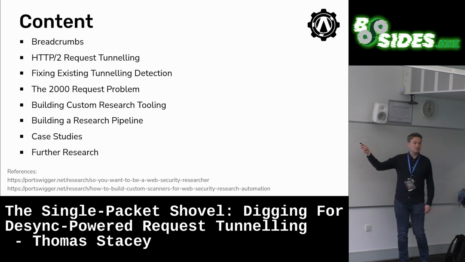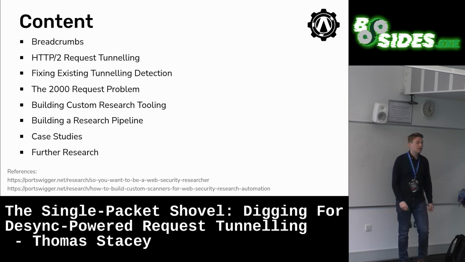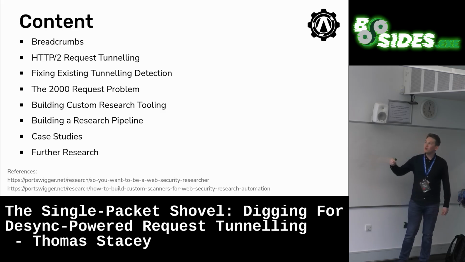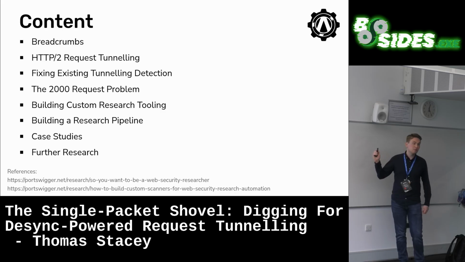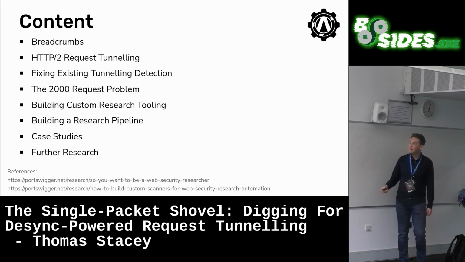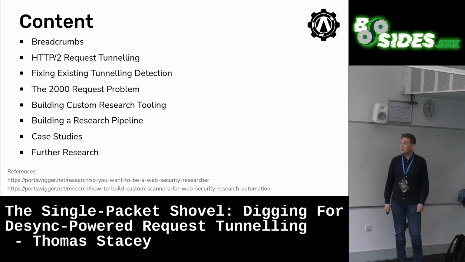We're going to be talking about the breadcrumbs of research, what request tunneling actually is, specifically in HTTP2, fixing the existing tunneling detection that exists. There's lots of toolkits out there. We're going to fix a particular one. Something that I've coined the 2000 request problem, which is pretty funny when we come to it. Building custom tooling for your own web security research, if you'd like that kind of thing, including building a research pipeline. Then we'll go on to some case studies, and as all good research should, we'll wrap up with some other things you could try that I think might work.